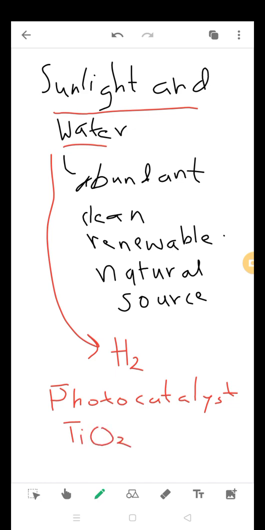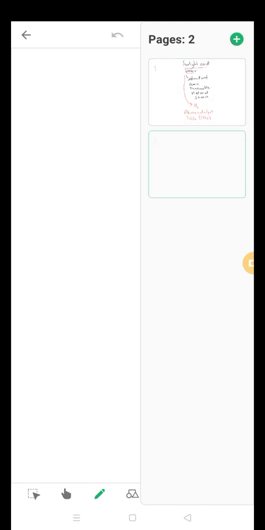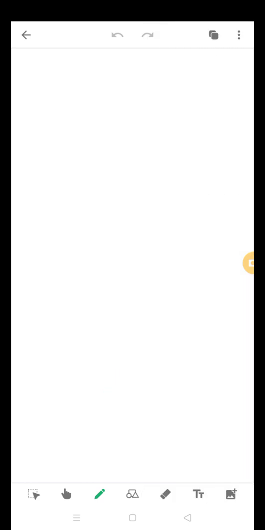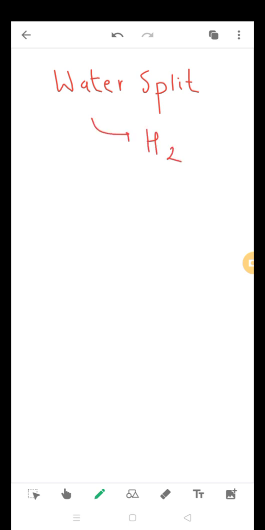It was first used in 1972, introduced to the world as a photocatalyst by Fujishima and Honda. Now, we will not concentrate on sunlight, rather we should be concentrating on water, how to produce hydrogen from water, and the process is called water splitting. Water splits and forms your hydrogen.